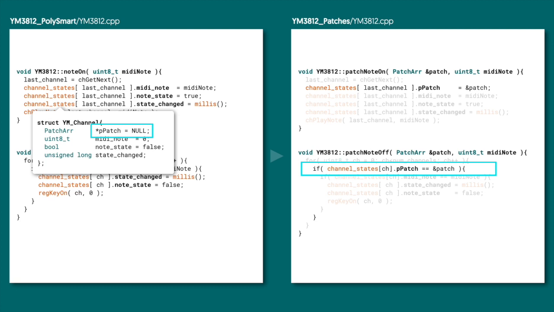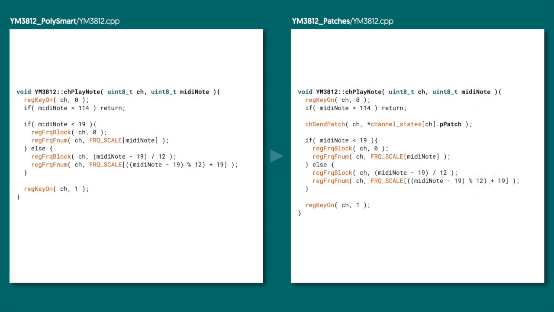Okay, one last tweak to make in this file. The channel play note function is the one that handles the intricacies of playing a note. Things like turning a channel off, setting it to the correct frequency, and then turning it back on.